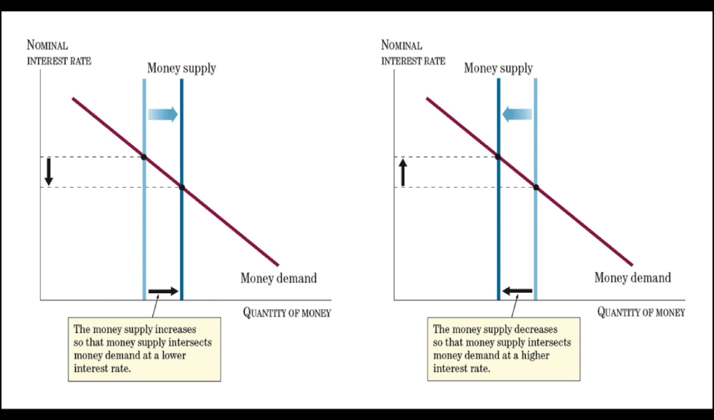Using the money demand curve, the Fed can determine the quantity of money associated with a nominal interest rate. Since the Fed controls the money supply, the Fed can then target an interest rate simply by increasing or decreasing the money supply in the market, illustrated in this figure.